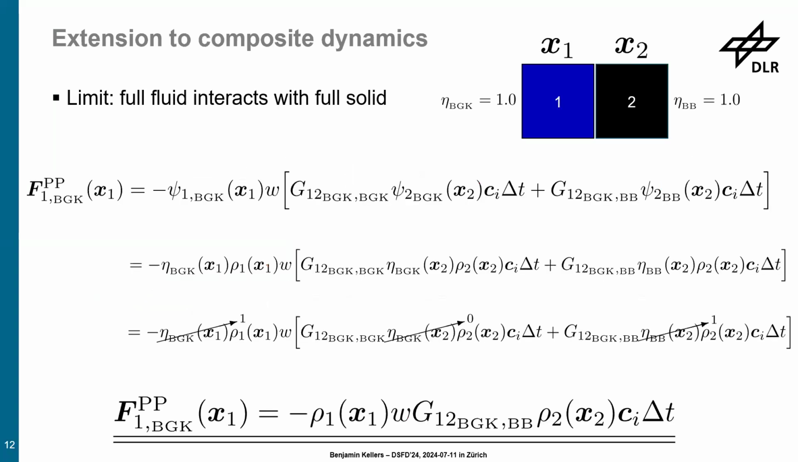Here I did a quick check to convince you that it really works. So when you develop a new theory, it should include the old stuff as a limiting case. I just demonstrated it quickly. So if you go with the eta factors to full fluid and full solid, you really recover the old equation. Nothing interesting happening there, actually. The other case, fluid to full fluid, is even simpler. I didn't even write it down.